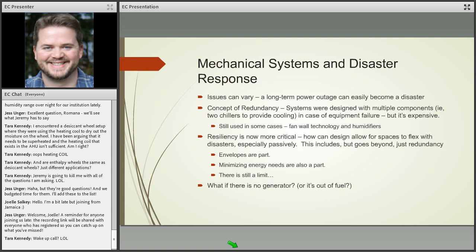But I think Katrina also is a good example of this in terms of what we need to think about for mechanical systems and disaster response. The reality is that the issues can vary. We think about disasters in terms of being natural events, right? Hurricanes, tornadoes, blizzards, take your pick. What is it that might go wrong?